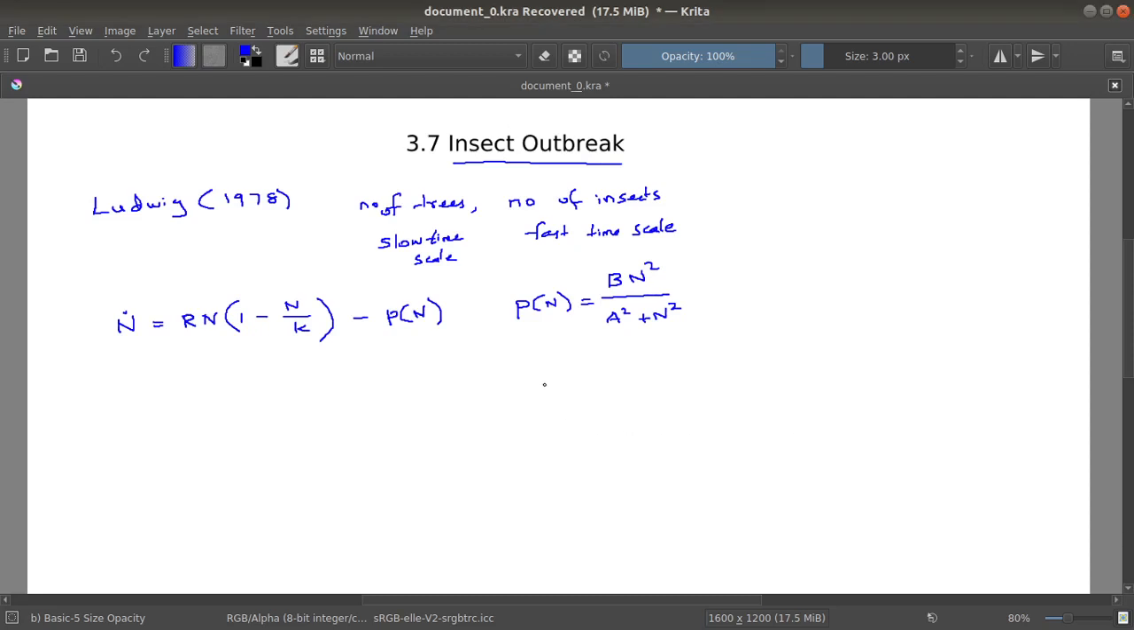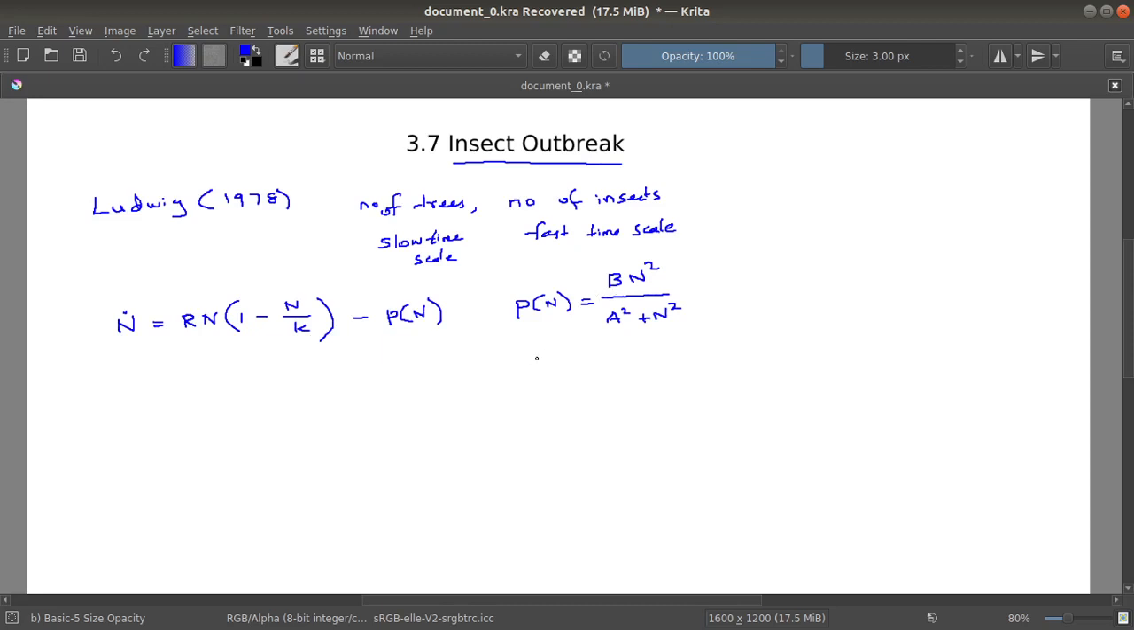So this is the function we are going to analyze. But the problem is we have 4 parameters. So r is one parameter, k is one parameter. In addition to that, we have 2 parameters like b and a, right.